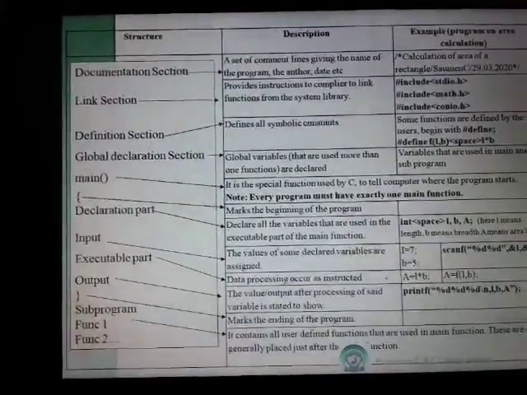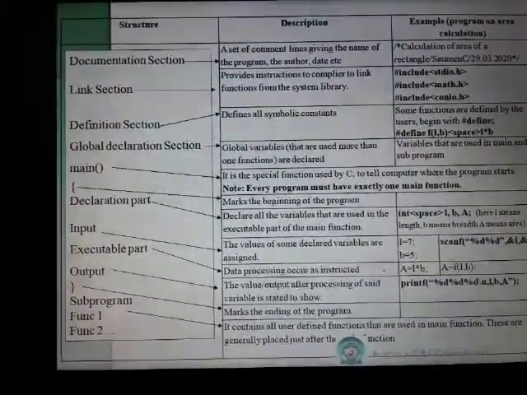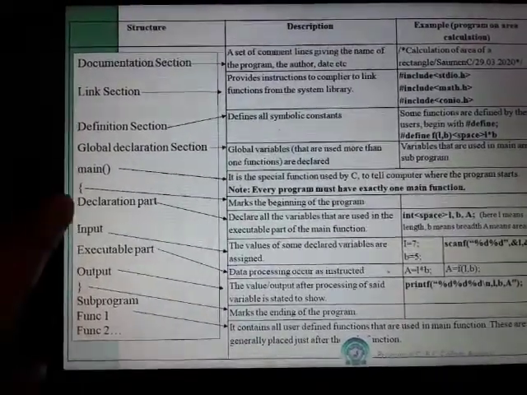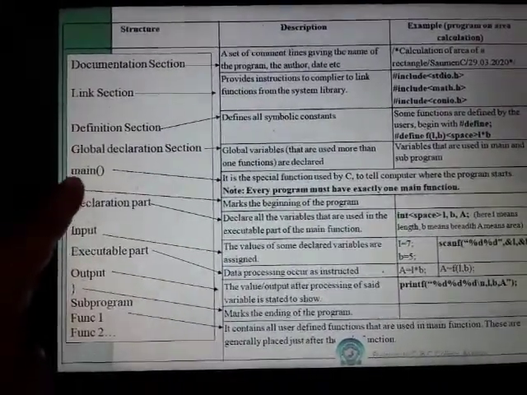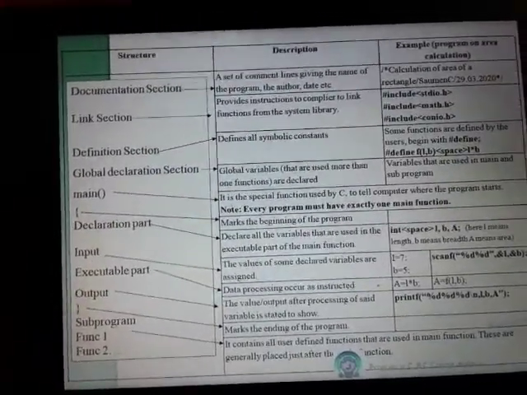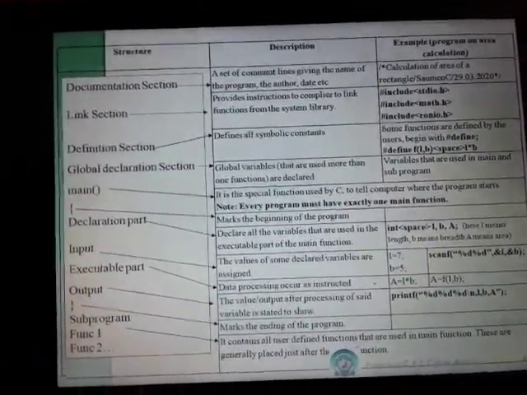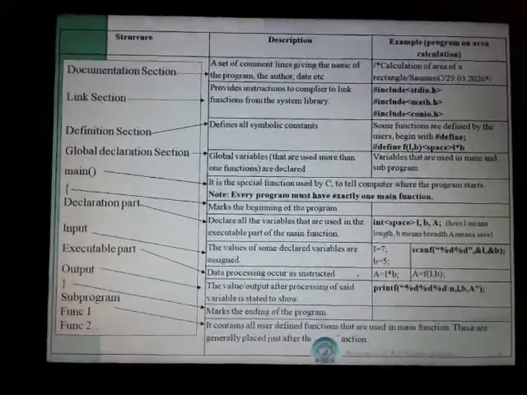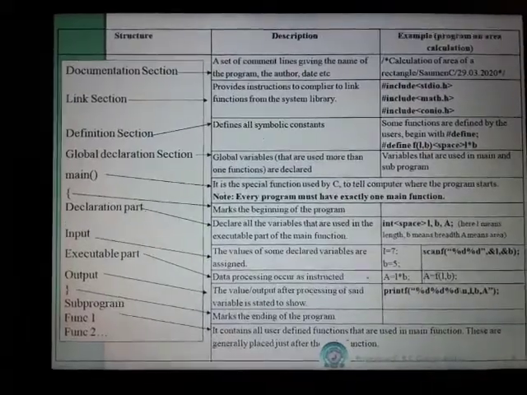Now, after the global declaration section, we observe that there is the word main with two first brackets. It means it is the main program section of the program code. It always starts with a second bracket.